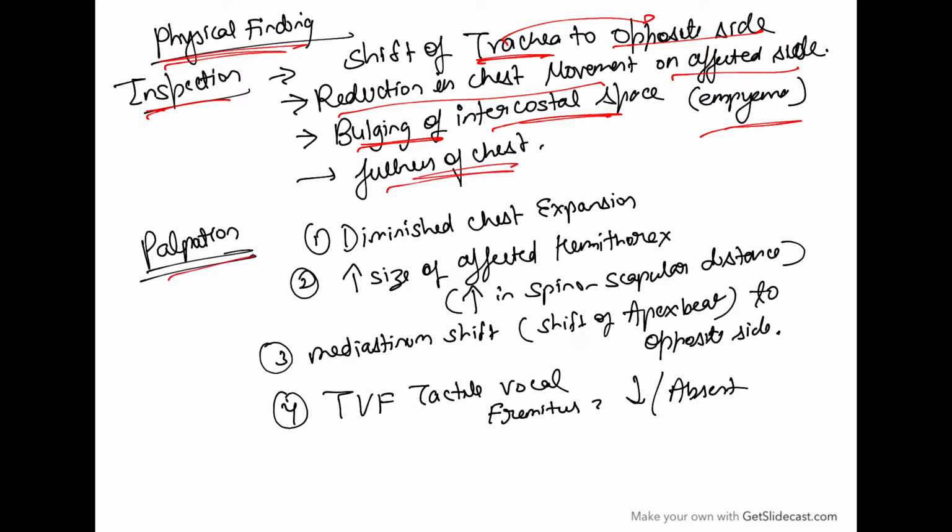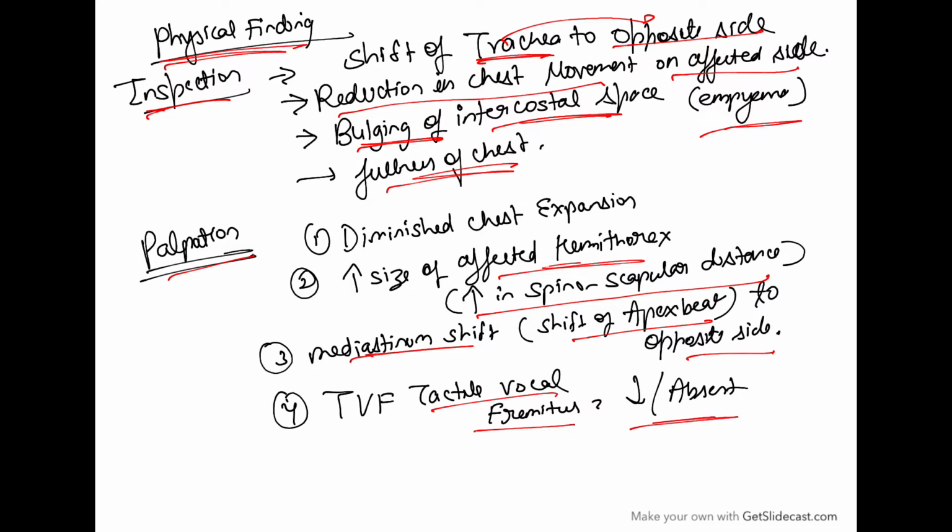On palpation, there will be diminished chest expansion on the affected side. And also, we can see an increase in the size of the affected hemithorax. This can be documented as increased spino-scapular distance. Then the mediastinum will be shifted. We can see this as a shift of the apex beat to the opposite side. Then tactile vocal fremitus over the fluid will be reduced or absent.